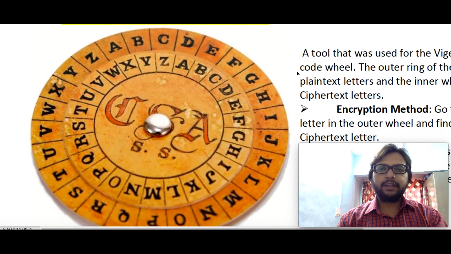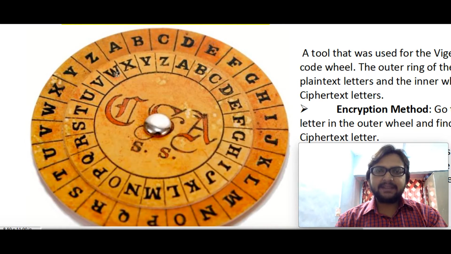What is a code wheel here? As you can see, on the outer wheel we have our plain text message, and the inner wheel is our cipher text. We are going to spin one of the wheels. Suppose I have spun the inner wheel, and as soon as it stops, as you can see, in front of A, X appears. So if we have A in our plain text message, we are going to replace it with X.